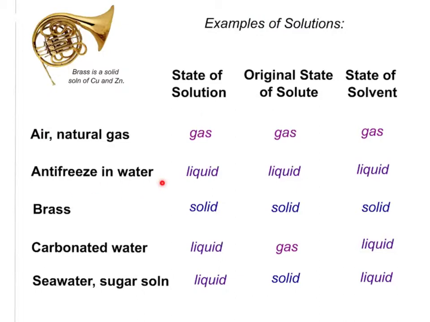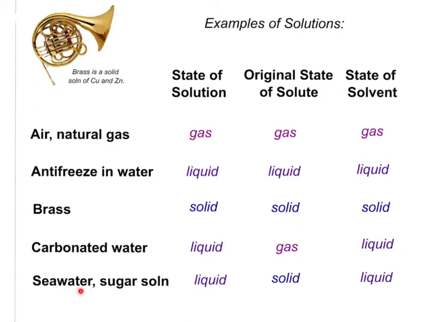Antifreeze in water would be an example. The antifreeze solute is a liquid. The solvent is also a liquid, and this whole solution is a liquid. Brass is an example of a solid solution of copper and zinc. We have both our solute and solvent as solids, and the solution itself is a solid. Carbonated water is an example where the solvent is a liquid, water. The solute is a gas, the CO2, and the final solution is a liquid.